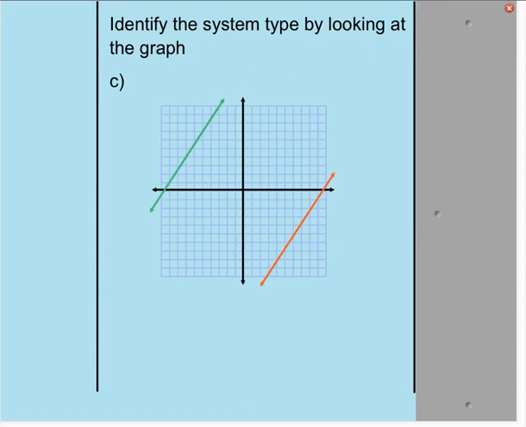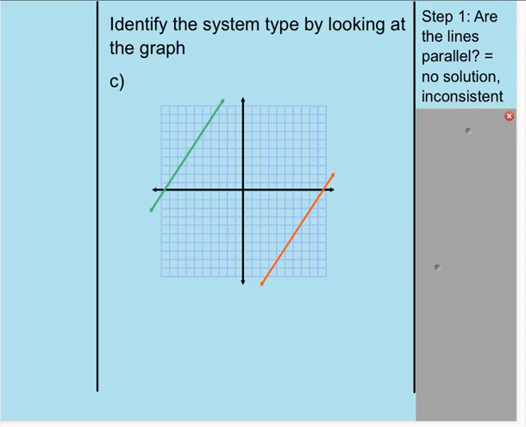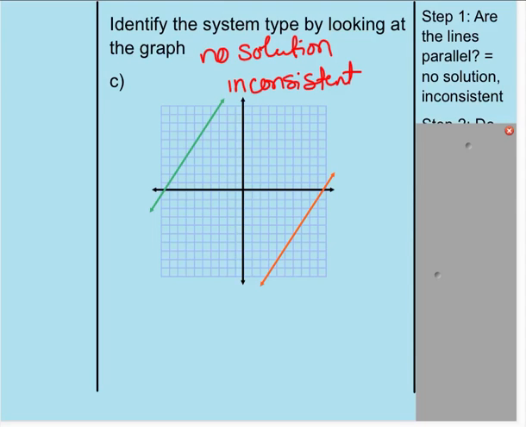On our last type of system, question 1, are the lines parallel? Yes. So this system has no solution because the lines do not intersect. The solution occurs where the lines touch, and it's called an inconsistent system. Again, inconsistent means no solution.